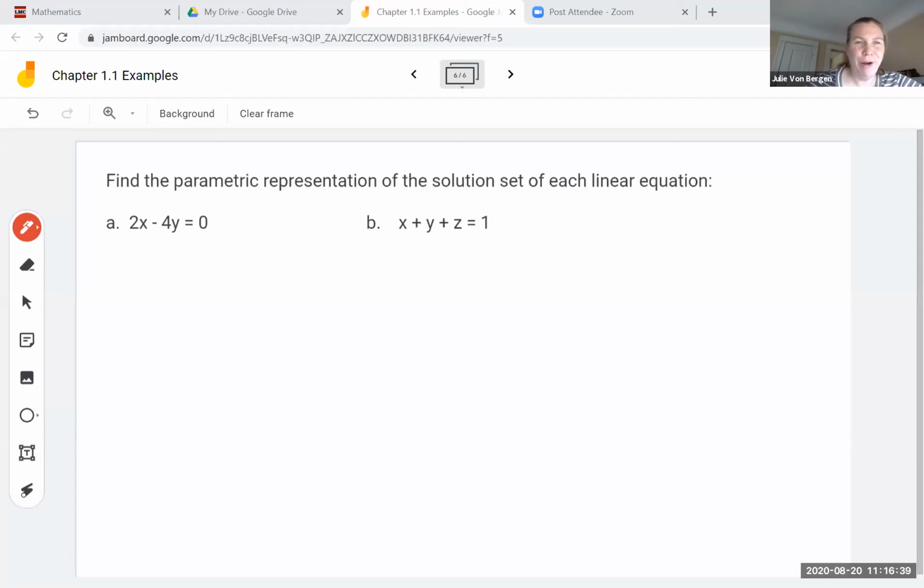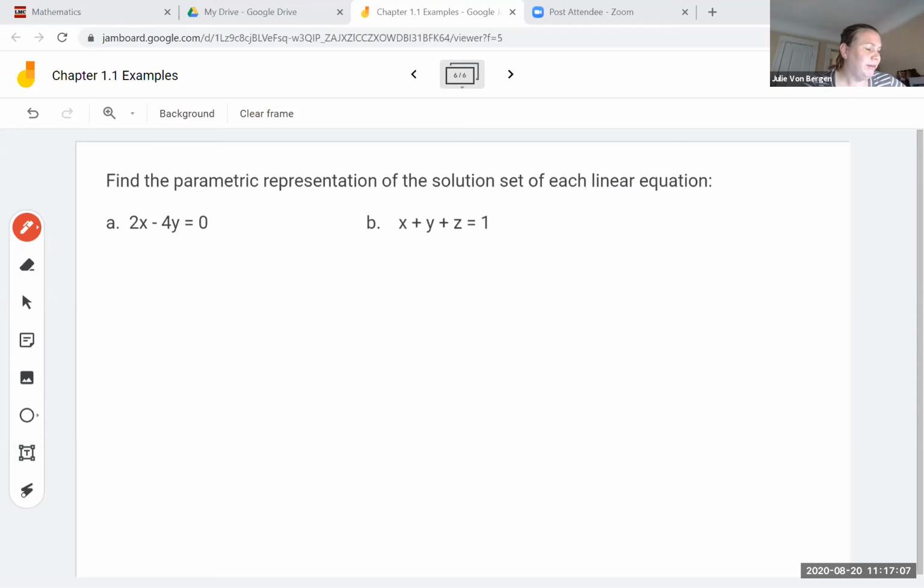In this video, we look at parametric representations for the solution sets for linear equations. So if you visualize the first equation here, 2x minus 4y equals 0, that'll be a line. When x is 0, y is also going to be 0 to solve that. So you can imagine this is a line that goes through the origin, and it's going to have infinitely many solutions. Any point in that line is going to be a solution for the system.